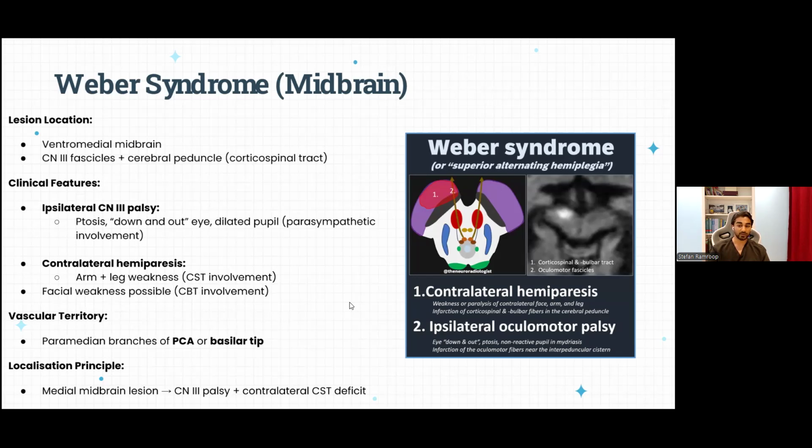The presence of any pupillary involvement is an important clue, suggesting a nuclear or fascicular lesion rather than just a microvascular palsy. And then contralaterally, there's a hemiparesis due to involvement of the corticospinal tract. Depending on how much of the corticobulbar tract is affected, you can get facial weakness, also seen, although it can typically be less pronounced. From a vascular standpoint, this pattern reflects involvement of the paramedian branches of the posterior cerebral artery or basilar tip perforators. And again, the key localization feature here would be a single ipsilateral cranial nerve 3 palsy with contralateral motor weakness.